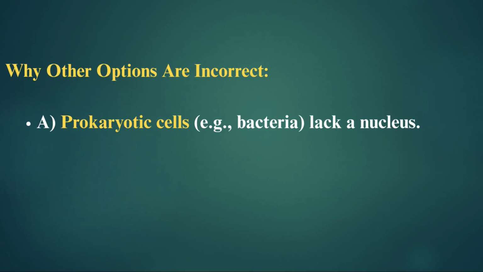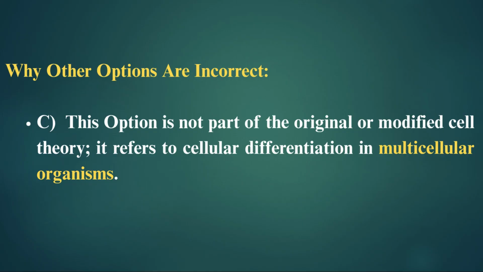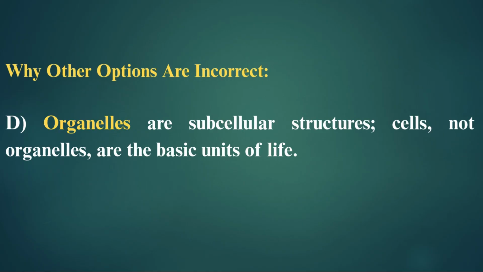Why other options are incorrect? A. Prokaryotic cells, for example bacteria, lack a nucleus. C. Not part of the original or modified cell theory. It refers to cellular differentiation in multicellular organisms. D. Organelles are subcellular structures. Cells are basic units of life and not organelles.